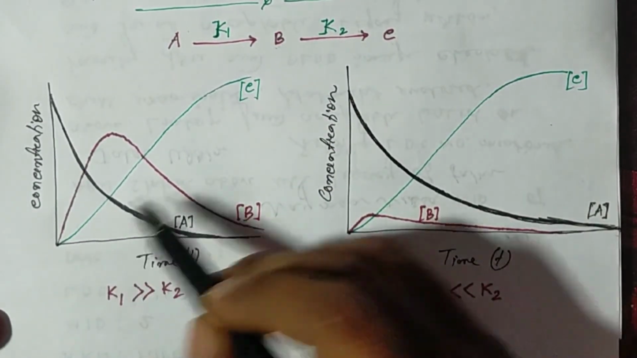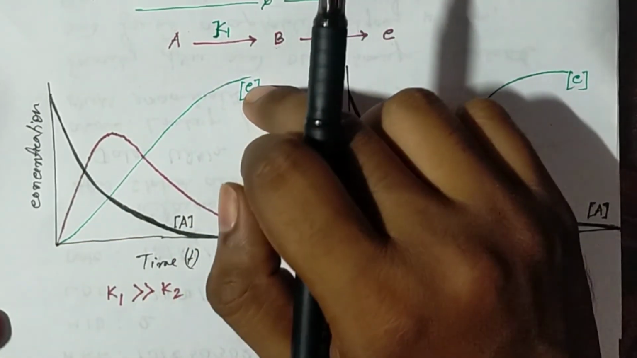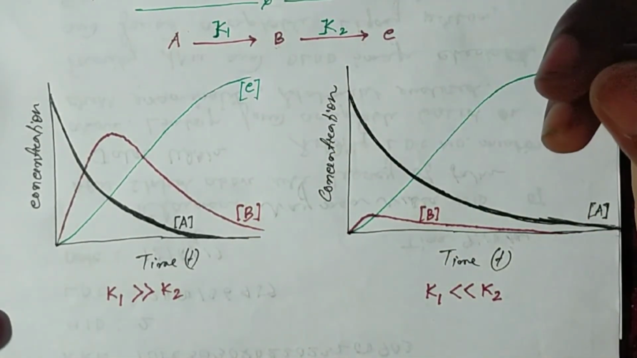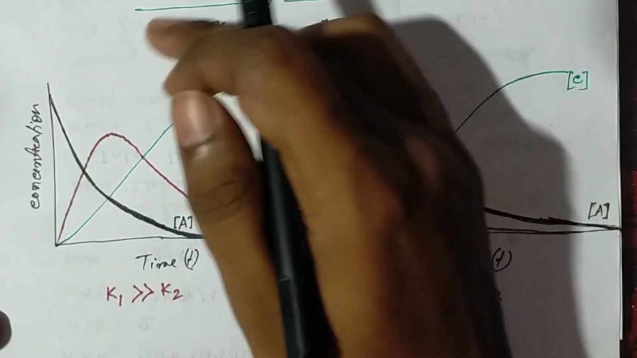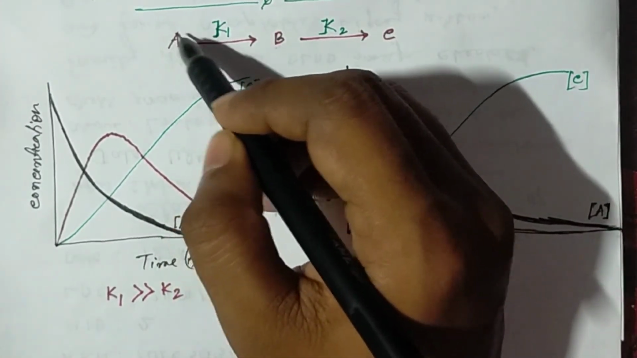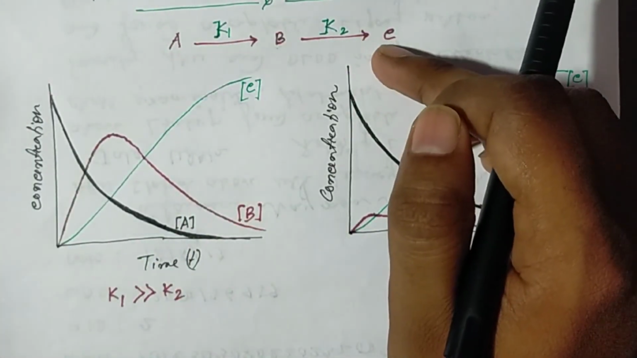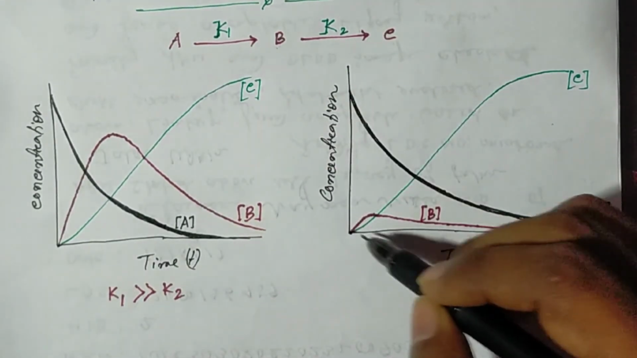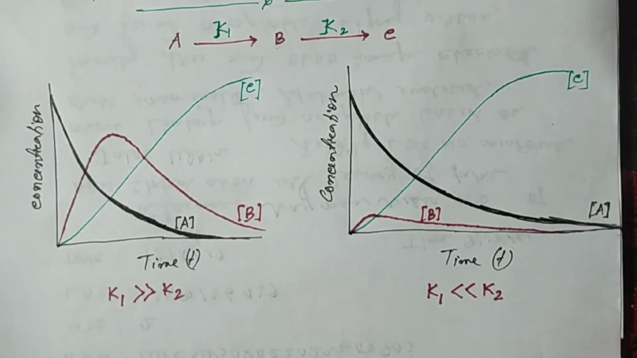So the concentration of C will increase until it reaches the final amount equal to the reactant. That means the whole reactant part, as much as the amount of A present here, the whole part will convert to C. So it will reach the maximum peak, and in this case also C will reach the maximum peak.